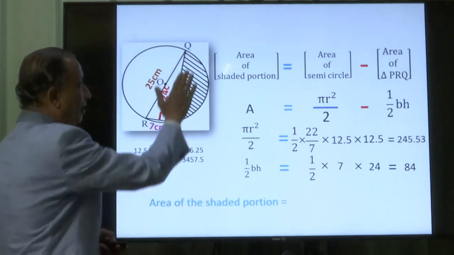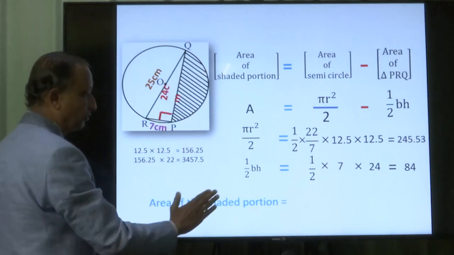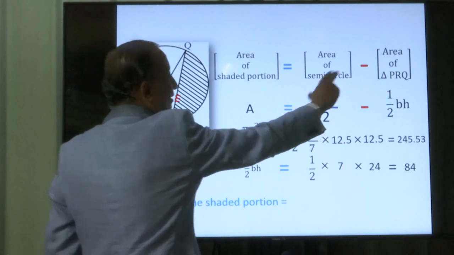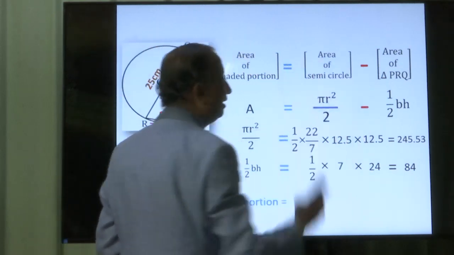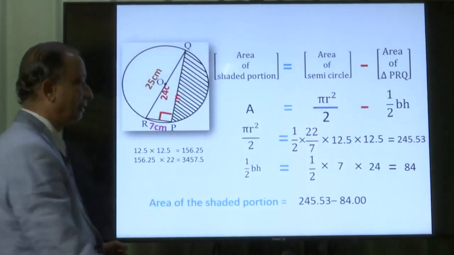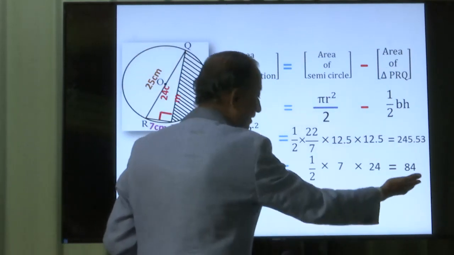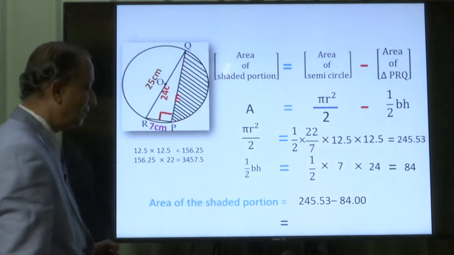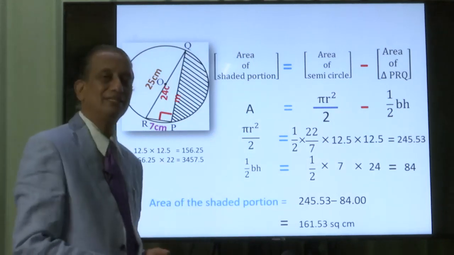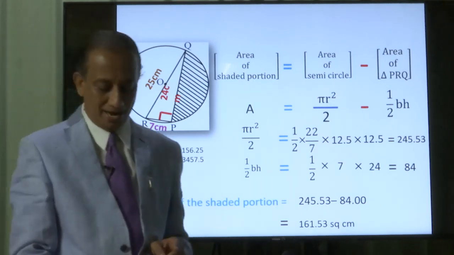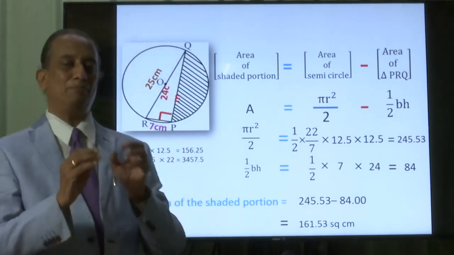Now, if you want the area of this shaded portion, what is it that we have to do? It is equal to the difference between area of semicircle and area of this right angle triangle. So, this is 245.53 minus 84, which is equal to 161.53.